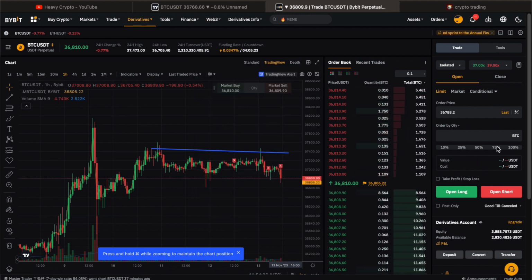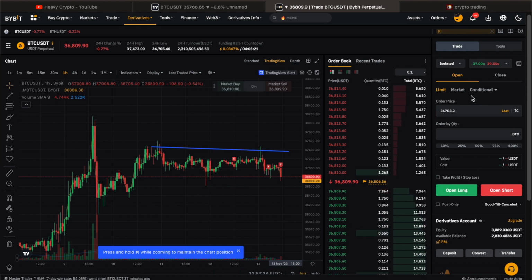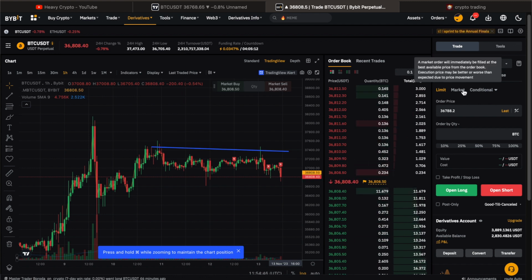Okay, so going ahead, we still have market and limit. If you use limit, you're gonna enter a position at a specific price. If you use market, you're gonna enter a position immediately.